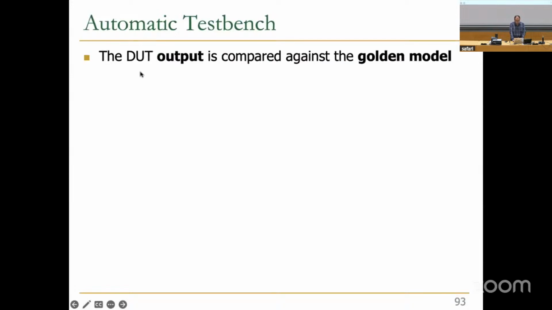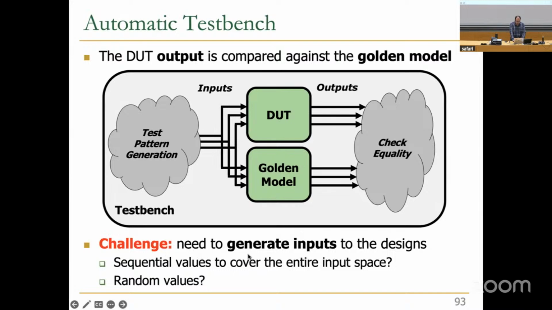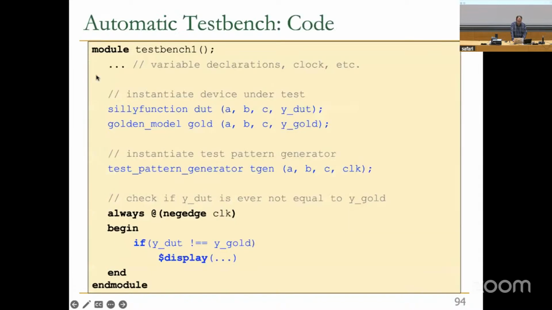So the automatic test bench is like that. You generate test patterns and then you input them to your device under test as well as your golden model. Then you check the equality of the outputs of these two models essentially. The challenge is we need to generate inputs to the design, and this can be sequential values to cover the entire input space, or random values or something in between, or many other different ways.